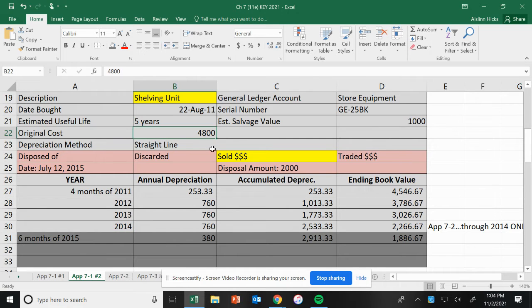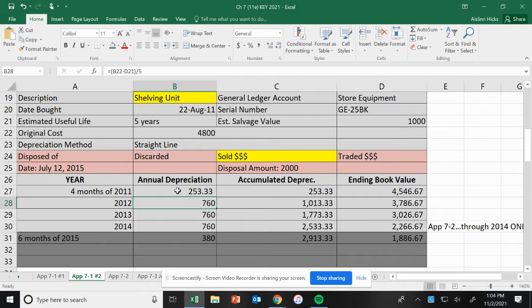So I'm going to do the same thing. I'm going to find the annual depreciation, but this time I'm going to calculate it in 2012 because that's the first full year. That's just kind of my little trick that I do. I take 4,800 minus 1,000, divide the whole thing by 5, and that gives me 760 per year. The first year I only used it 4 months, 4 over 12. So I'm going to take 4 over 12 times 760, and that will give me the first year.